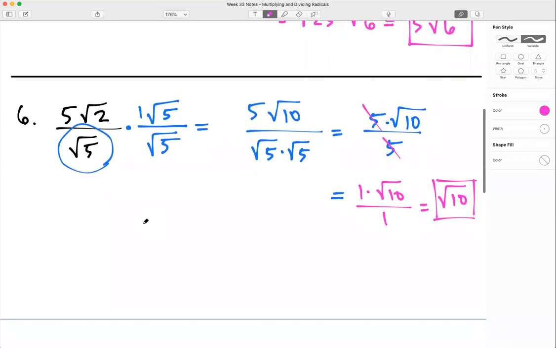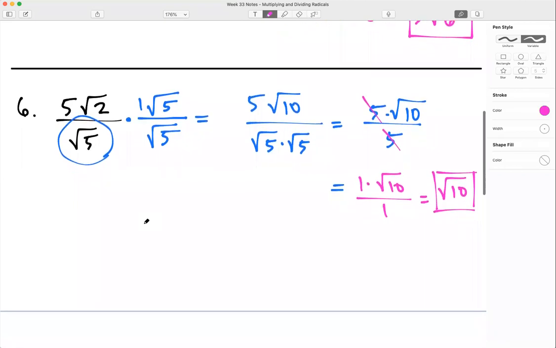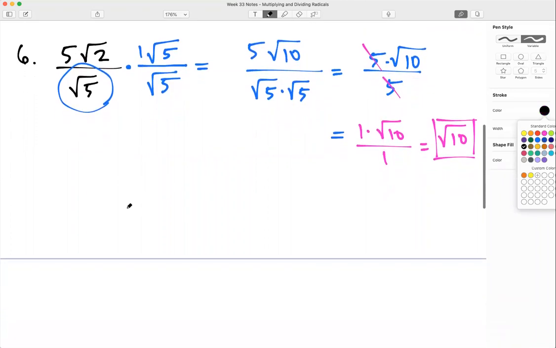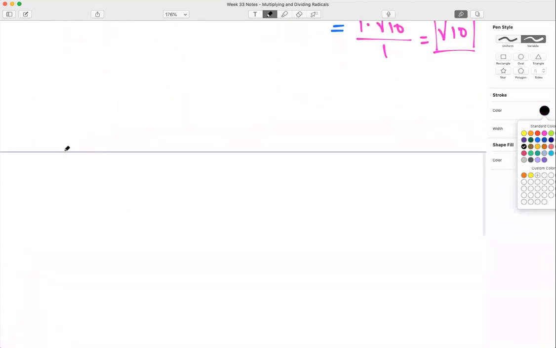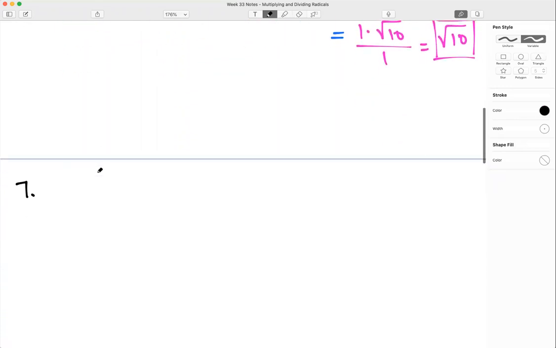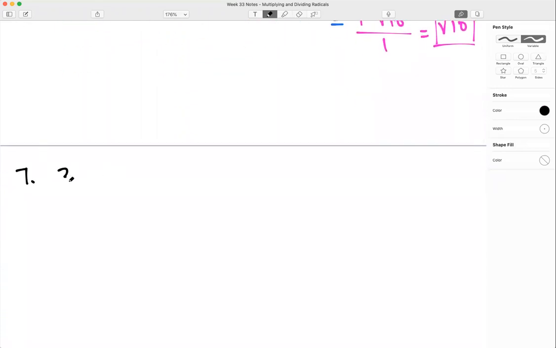All right, let's do another one here. Let's do number, what are we on, number 7 now? Yeah, number 7. It's going to be 3 square roots of 4 over the square root of 12. Why don't you try this one on your own?